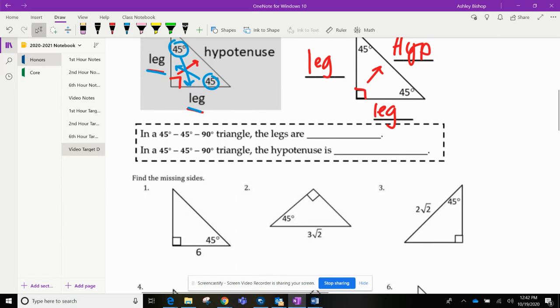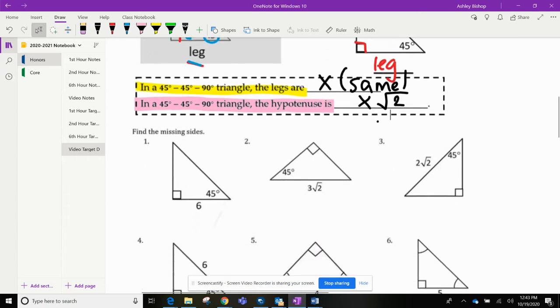Then we have some rules to follow with 45, 45, 90-degree triangles. In a 45, 45, 90-degree triangle, the legs are equal to x. We're going to call them x, and write yourself a note that they are the same. Okay, and that's the rule for the legs. And also in a 45, 45, 90-degree triangle, the hypotenuse is equal to whatever x is times the square root of 2. So those are just the rules that we need to follow. The problems are going to say find the missing side lengths, and we're going to be able to do that following these rules.